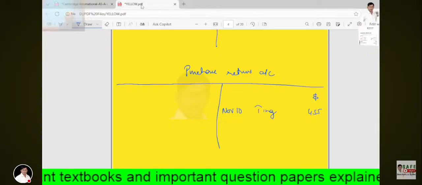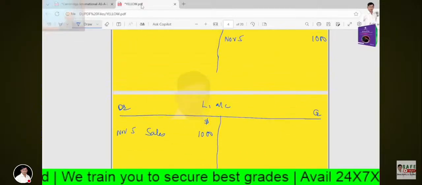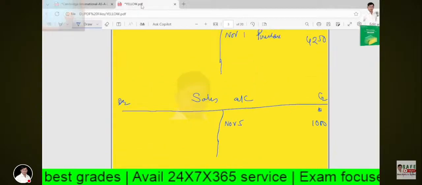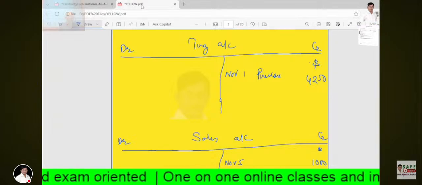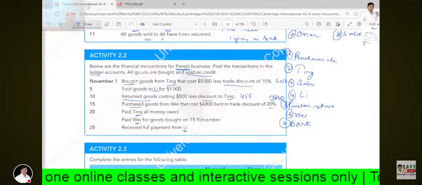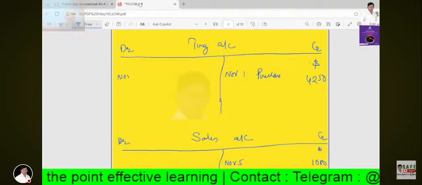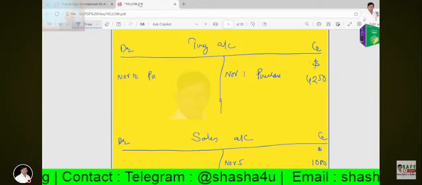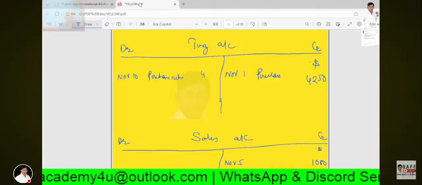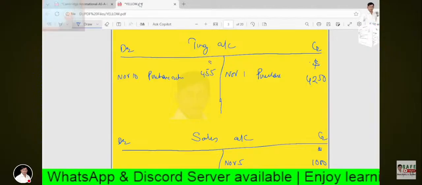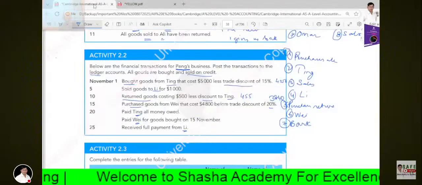So what do we have to do? Now we have credited purchase returns, and now we have to debit Tinge. So purchase returns, November 10. We have to debit Tinge. And always write the dollars. Don't forget.